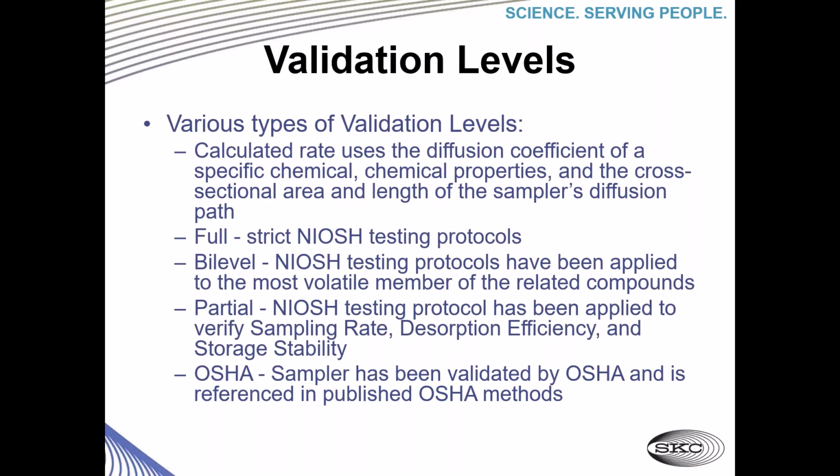A bi-level validation is where the NIOSH testing protocols have been applied to the most volatile member of the related compounds. A partial validation is where the NIOSH testing protocols have been applied to verify just the sampling rate, the desorption efficiency, and the storage stability. Finally, we have OSHA validated rates, or an OSHA validation, where the sampler has been validated and it's actually referenced in published OSHA methods.